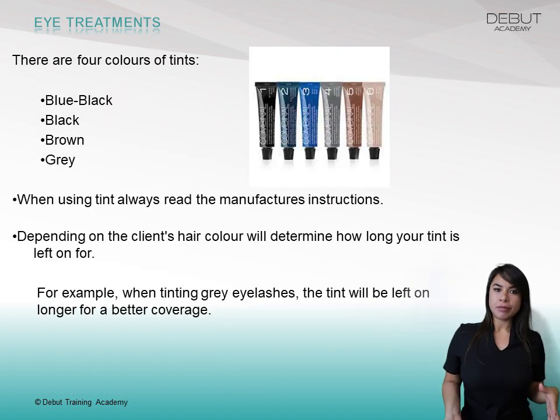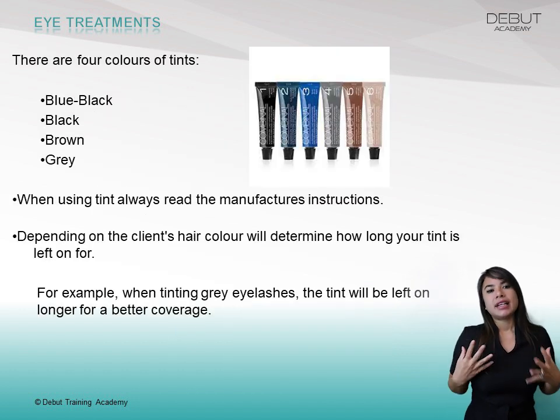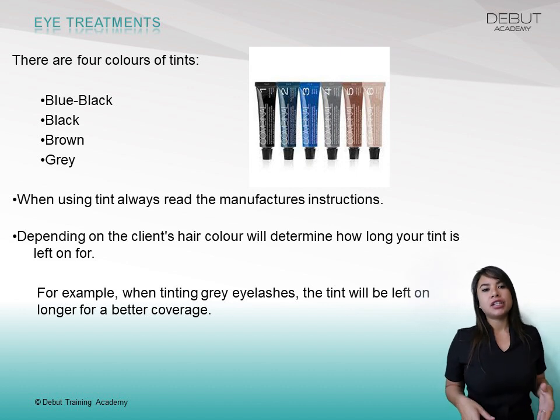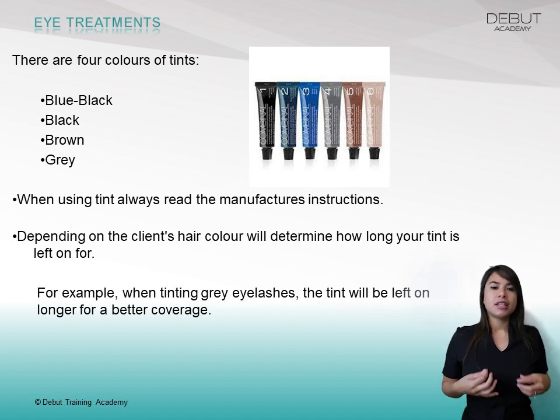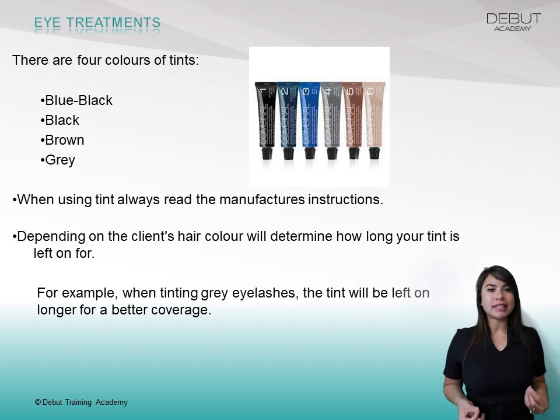So eyelash and eyebrow tinting. Now tinting comes in a variety of colours. You've got blue, black, brown and grey, and they're your typical colours that you find. Sometimes you'll get blue, black mixed in the same tube, or sometimes you've got to mix blue and black together. Depending on your client's skin tone and hair colouring will depend on the type of tint colour you're going to be using and how long you're going to be leaving the tint on for.